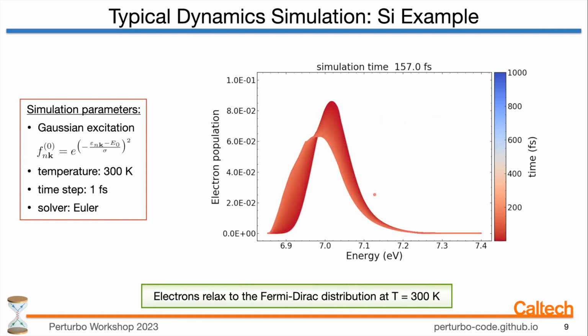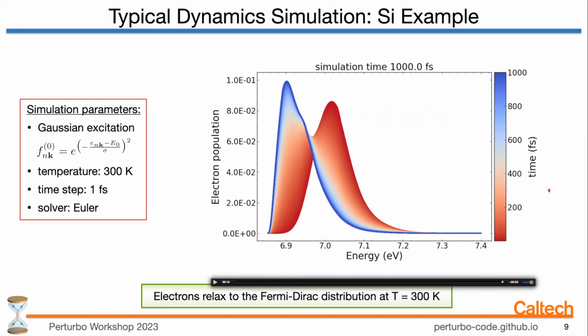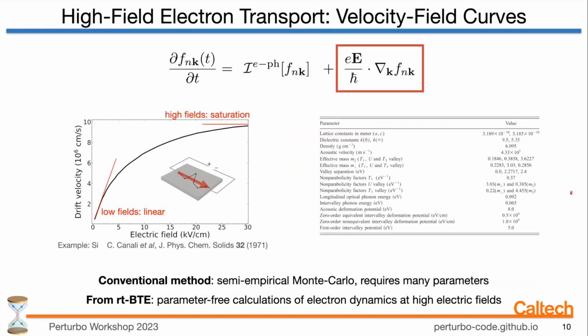So let's see what's going on. Once we run our simulation, we will have these electron-phonon interactions which will drive the system towards the equilibrium. So we will restore our equilibrium, the Fermi-Dirac distribution, after some amount of steps. Okay, so much for the zero field ultrafast dynamics.